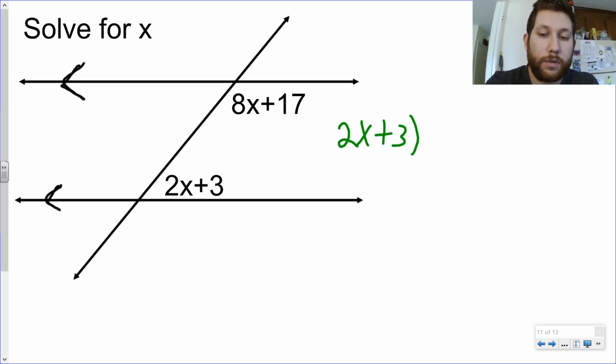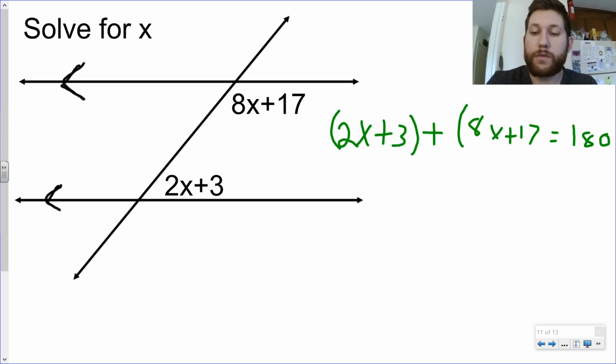So look what we're going to do. We're going to take this first one and we're going to add it to the second one, 8x plus 17. And set it equal to 180. Okay, this is where kids get confused the most. A lot of times what ends up happening is they just try to set everything equal to each other. If they look equal, they are. If they aren't equal, add them up, set them equal to 180.